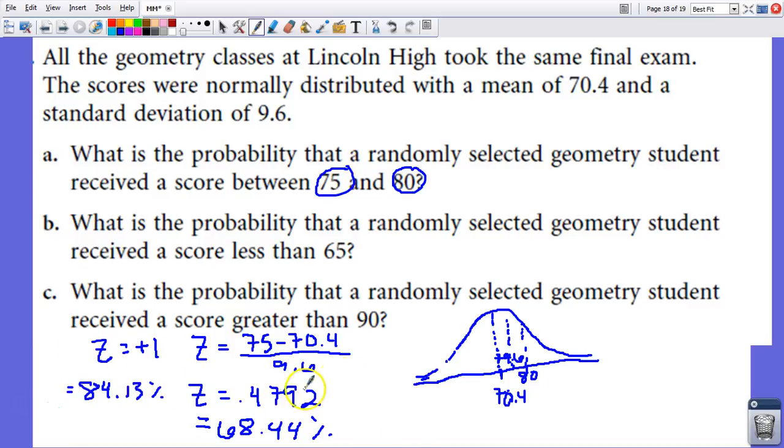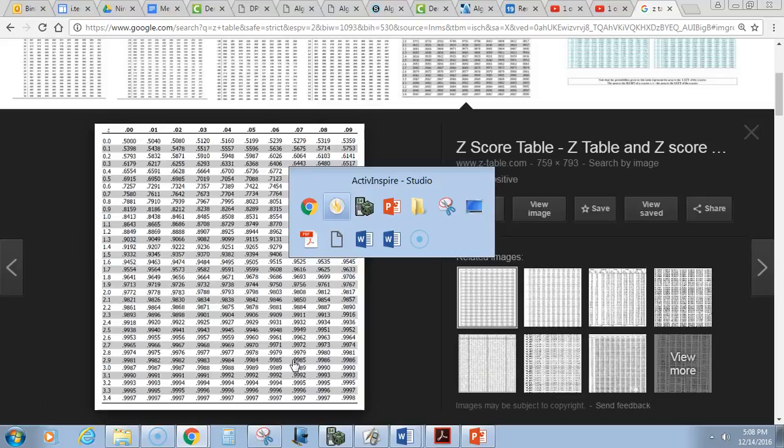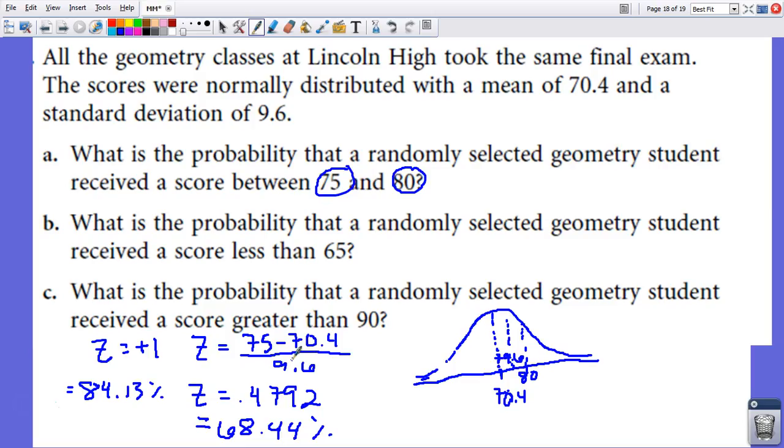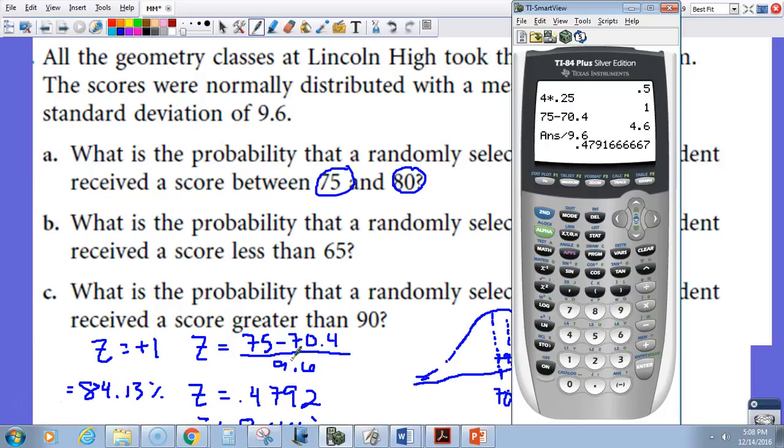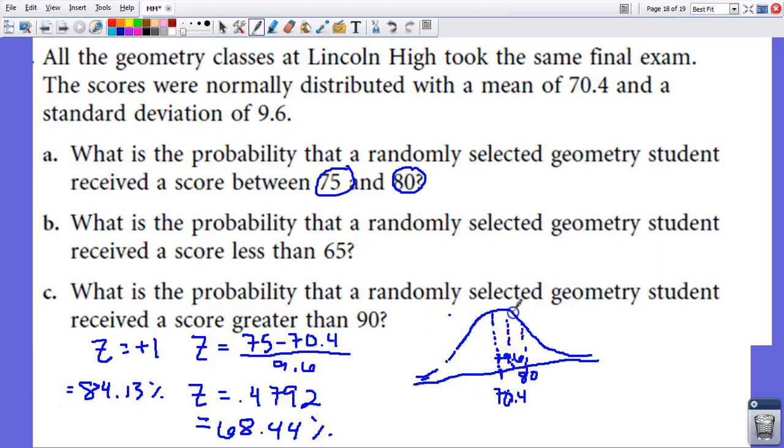84.13%. And then to find in the middle, I just have to subtract them from each other. So 84.13 minus 68.44, I think it was, right? Approximately 15.69% are in between 75 and 80. So that would be this little bit here. Approximately, let's put it up here. Approximately 15.69%.